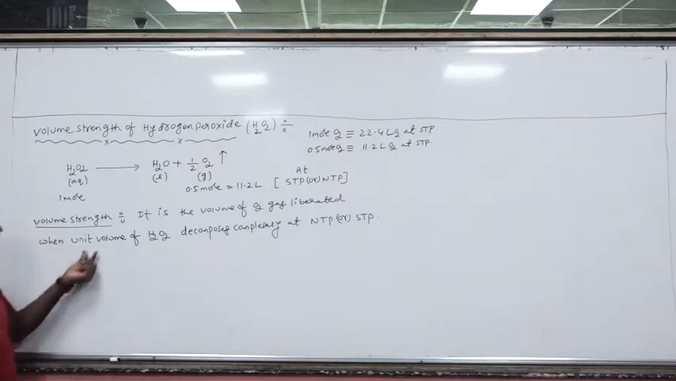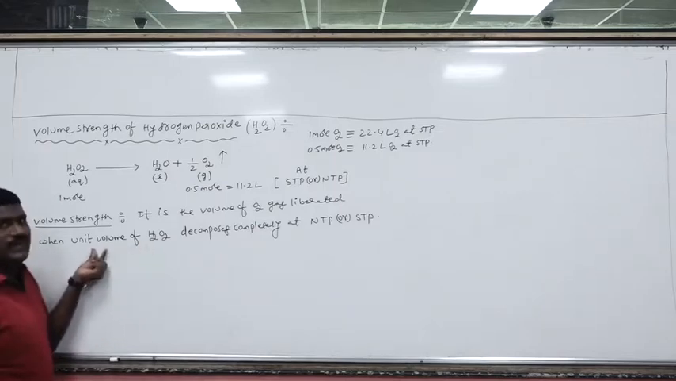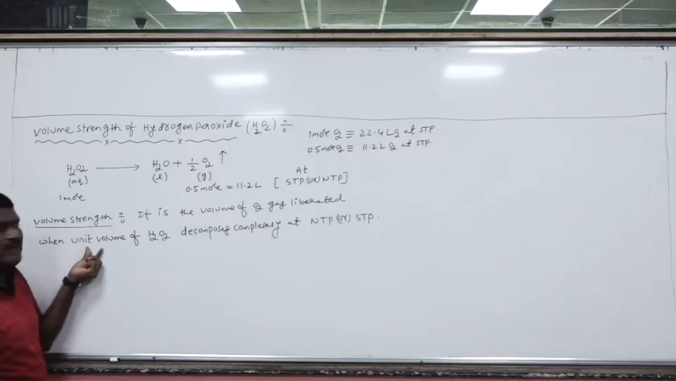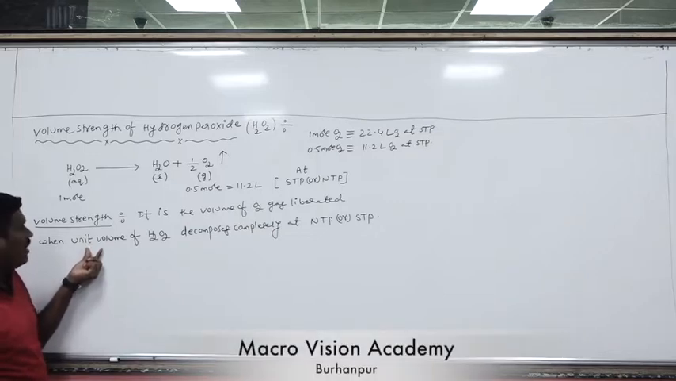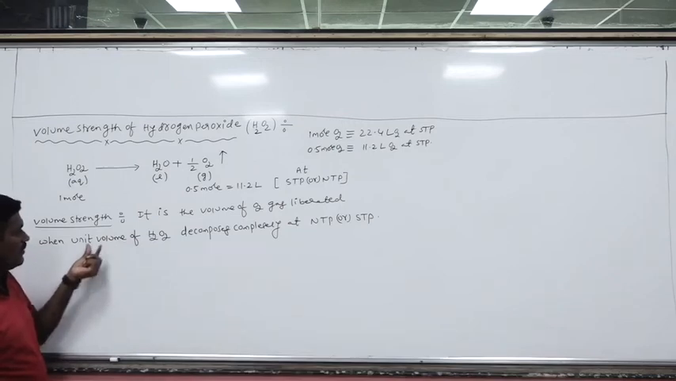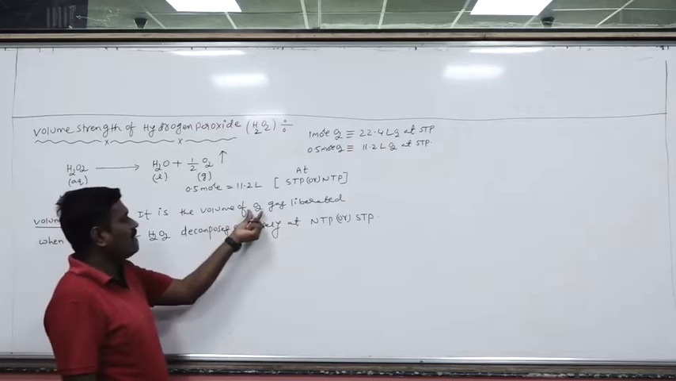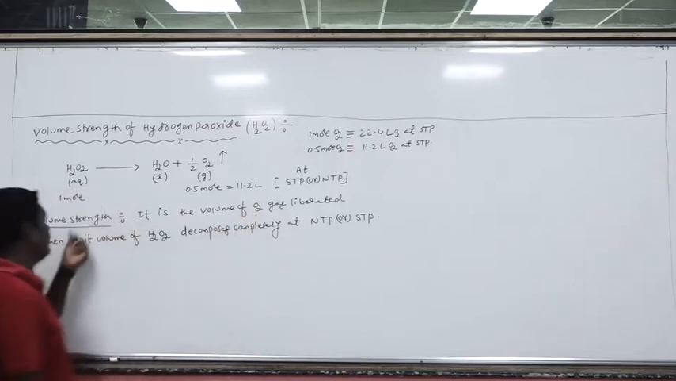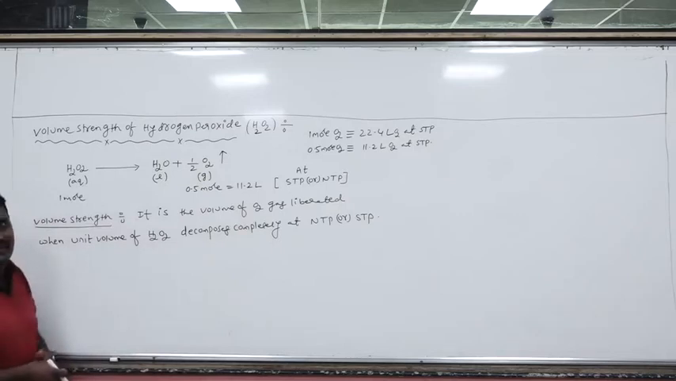Now, what is the volume of hydrogen peroxide we are taking? Unit volume. The unit volume may be 1 liter of H2O2 or 1 milliliter of H2O2. From 1 liter of H2O2 or from 1 milliliter of H2O2, how many liters or milliliters of oxygen are liberated at STP or NTP is referred to as the volume strength of the hydrogen peroxide.